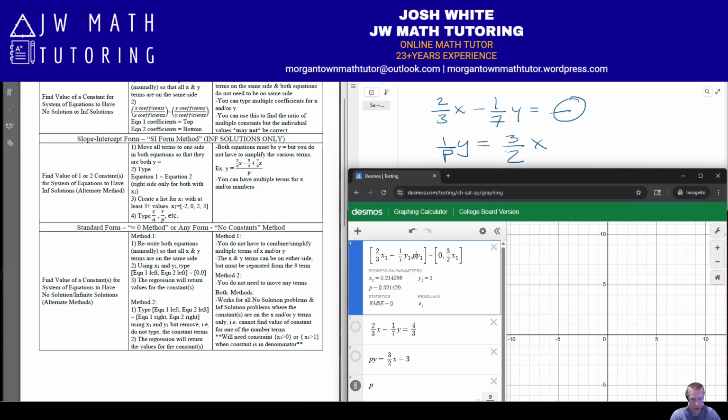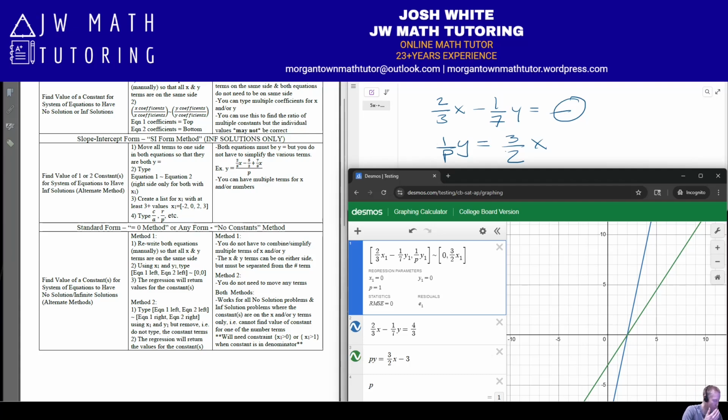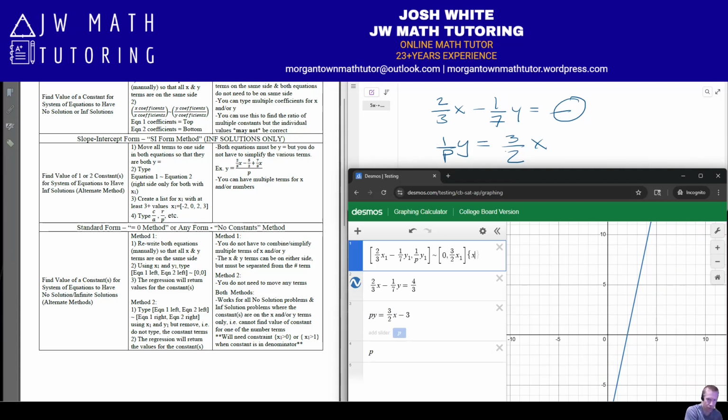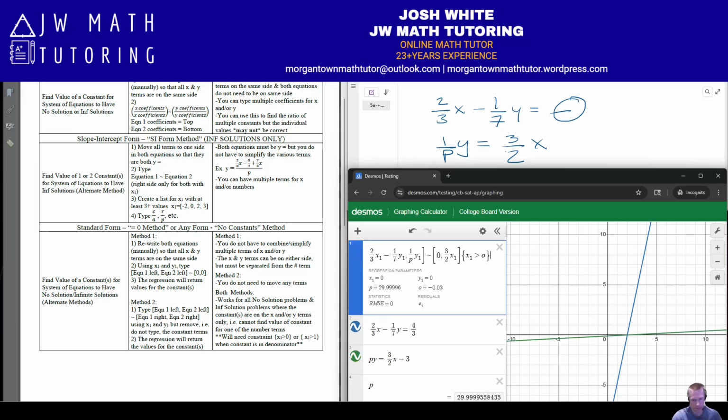However, notice if I change this here to 1 over p and keep everything else the same, it's just giving me this value of p equals 1, and when I try to graph these, it's not infinite solutions. They're not overlapping. So what's going on? Well, the problem is this whole x1 or y1 thing. It's just defaulting them to 0. So that's what you have to add a constraint for. You need to put in something like x1 is greater than 0.